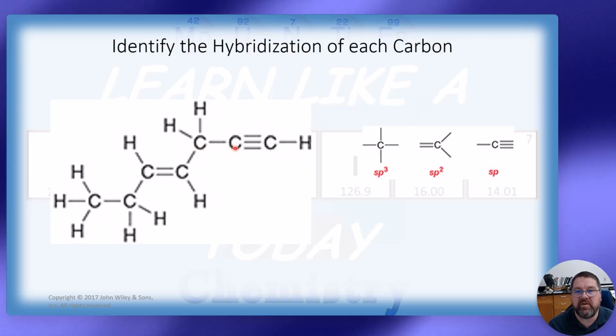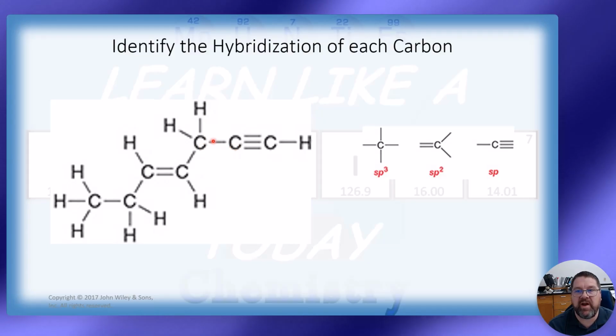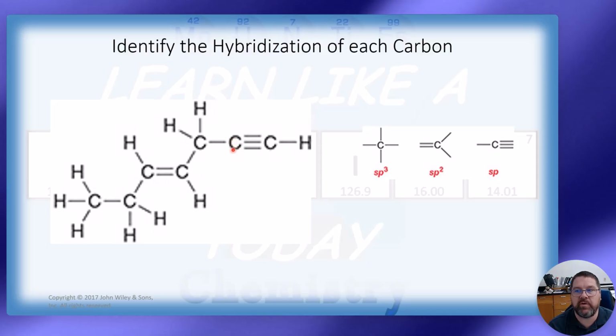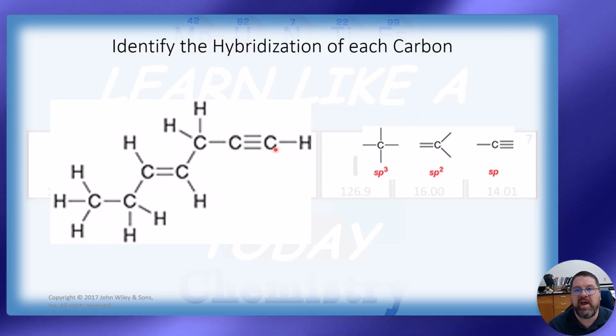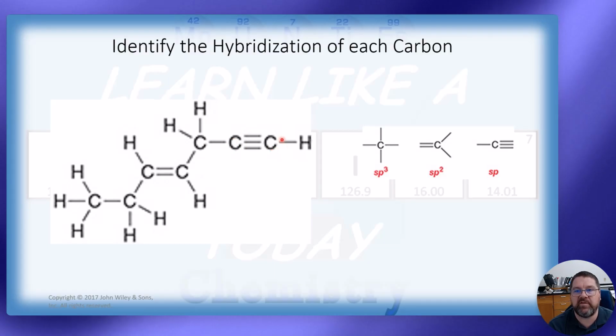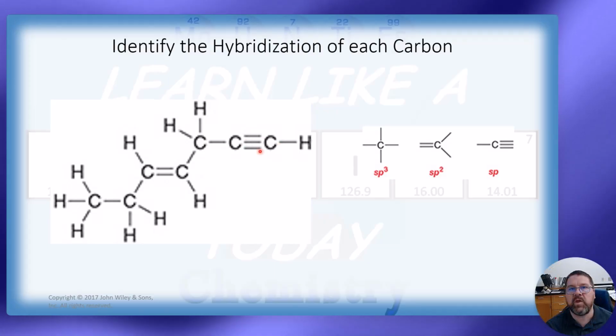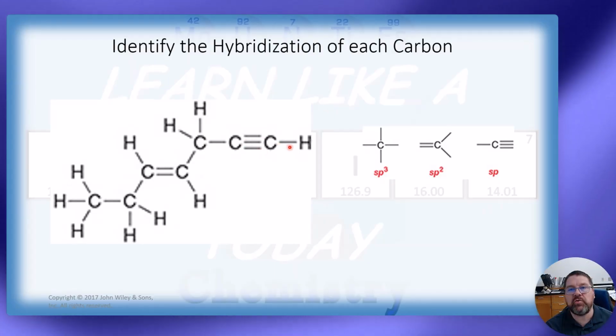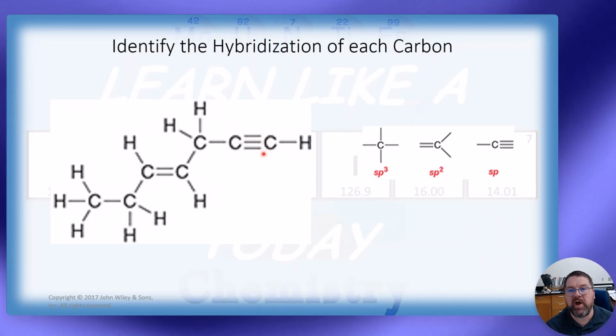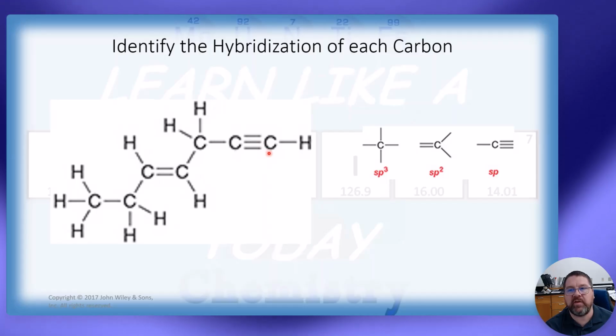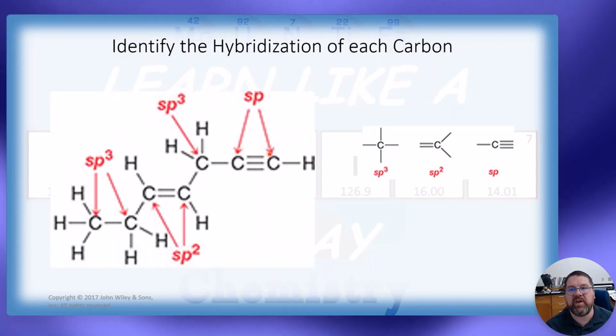This carbon, next to the last one, is bonded to 2 other atoms, and we see 2 pi bonds, so we know that's sp hybridized. And the final carbon, once again, is bonded to 2 other atoms, and there are 2 pi bonds present, so that means that this carbon is also sp hybridized.